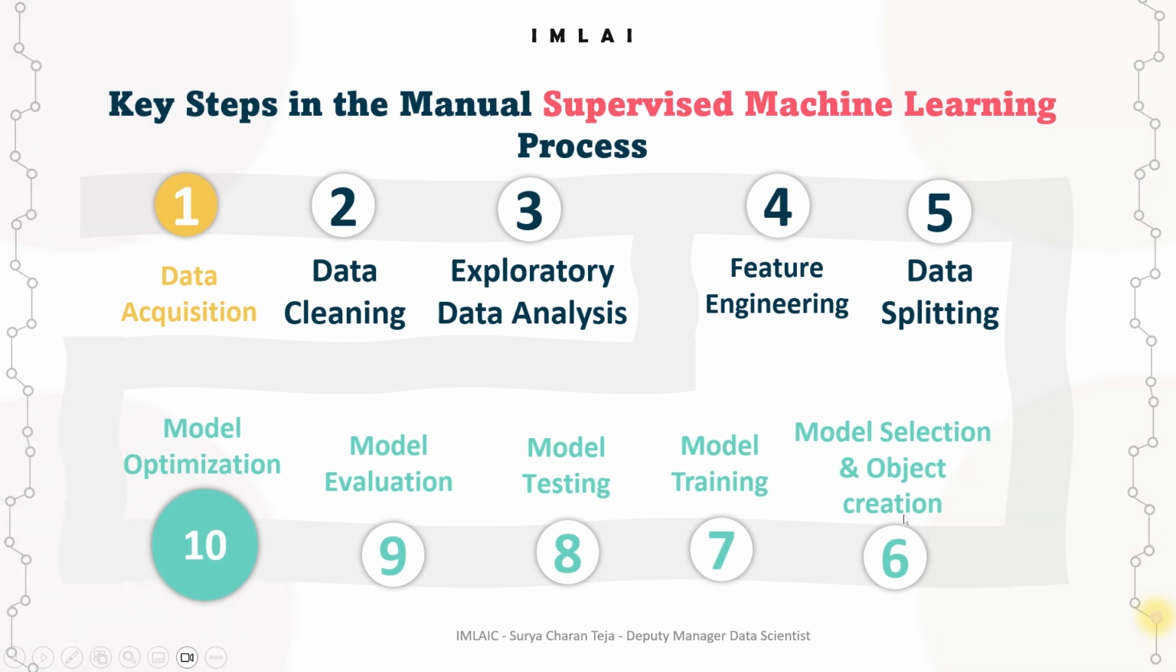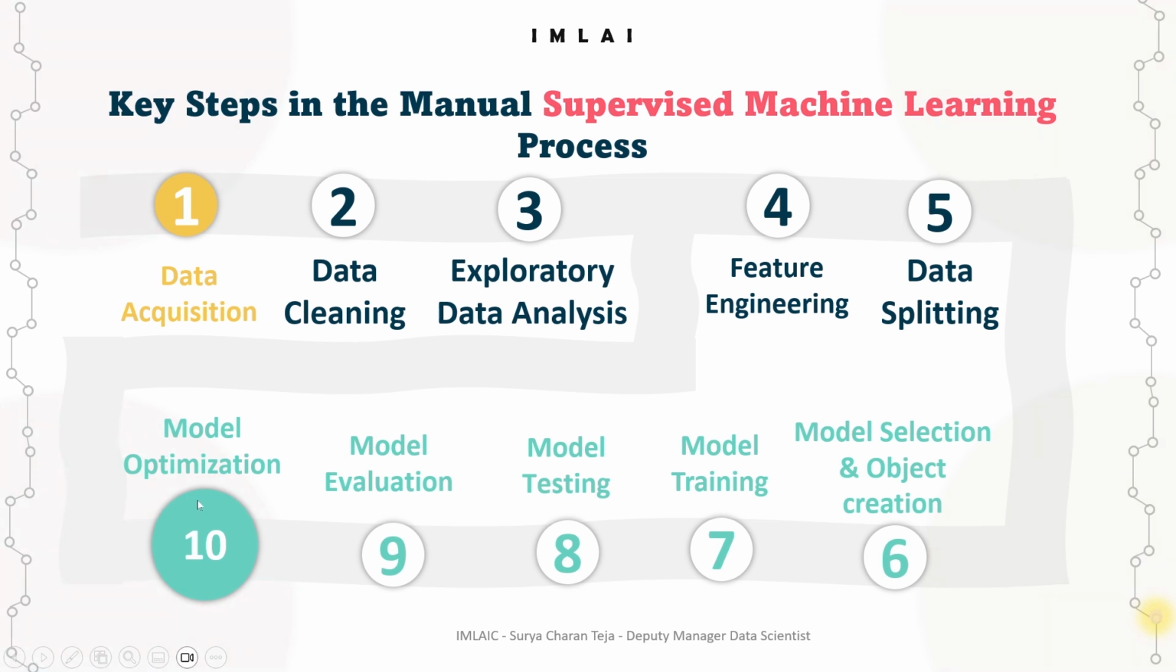In step 6, we'll create an instance of the base model. That's where our step 6 starts. We will always start with the base model. Once the base model is created, we'll do the model training for the base model, then model testing for the base model, then model evaluation for the base model, then we'll try to optimize the base model.